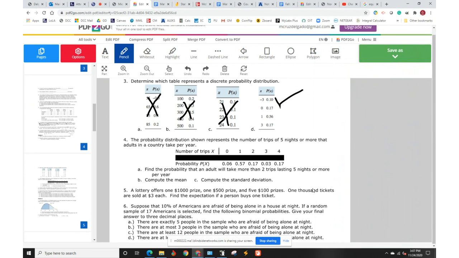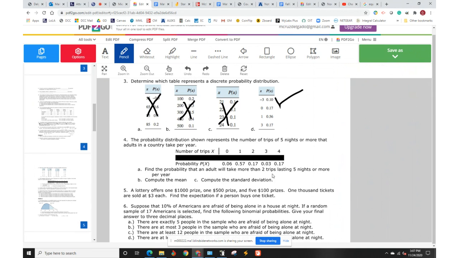Now, just like I said, to make things short, this is essentially just doing the same thing that we did with probabilities when we were looking at the frequency distribution. Because remember, probability and relative frequency are the same thing. Also, when we looked at or probability over there, I'll just take you through this real quick. Find the probability that an adult will take more than 2 trips. So more than 2 trips are these two. So that's 0.03 and 0.17.